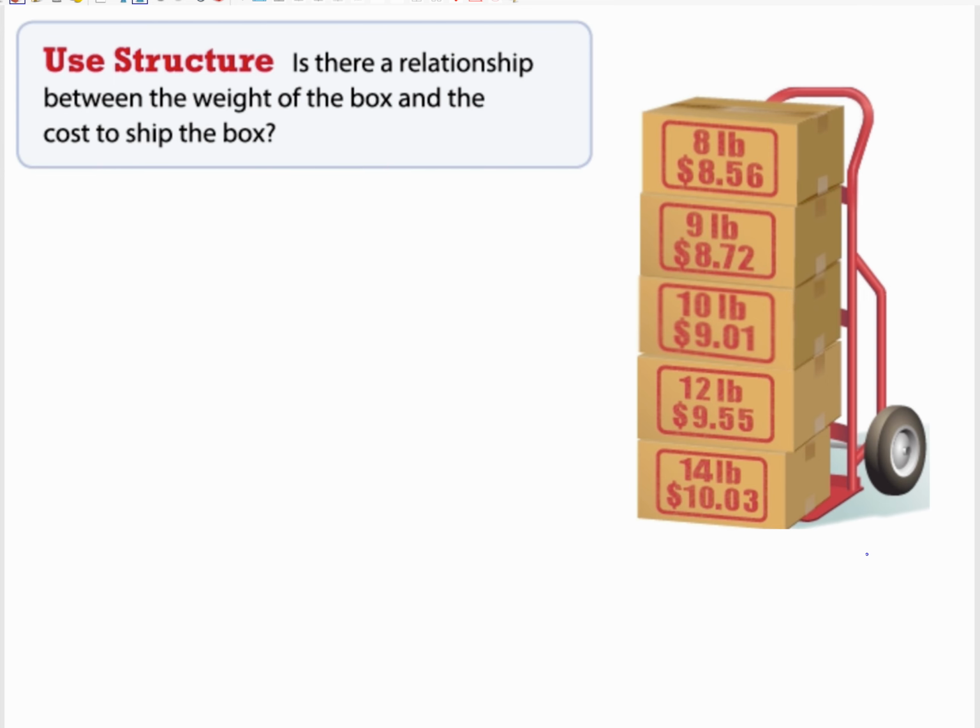Yes. Sure. How would you describe that relationship? Each pound adds more. Okay, so every time the weight of the box goes up, the price goes up. What kind of relationship would that be? We're not quite defined what a function is yet, but think about a graph. As the weight of the boxes goes up, what happens to the cost? It goes up as well. So what kind of relationship is that?